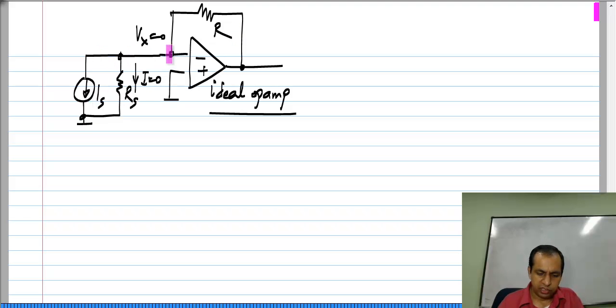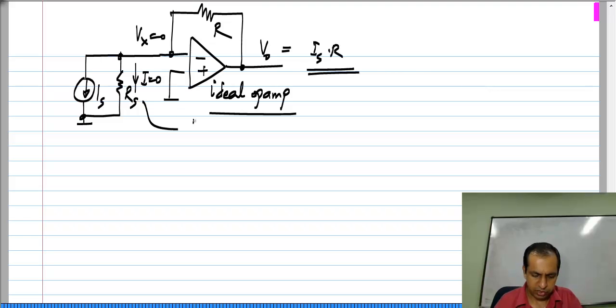So, all of this still flows through R. The equations I wrote earlier are still true. Okay. So, the solution to this, again you can calculate this for yourself systematically if you are not convinced. This V naught is still equal to Is times R. Okay. So, this Rs has no effect.